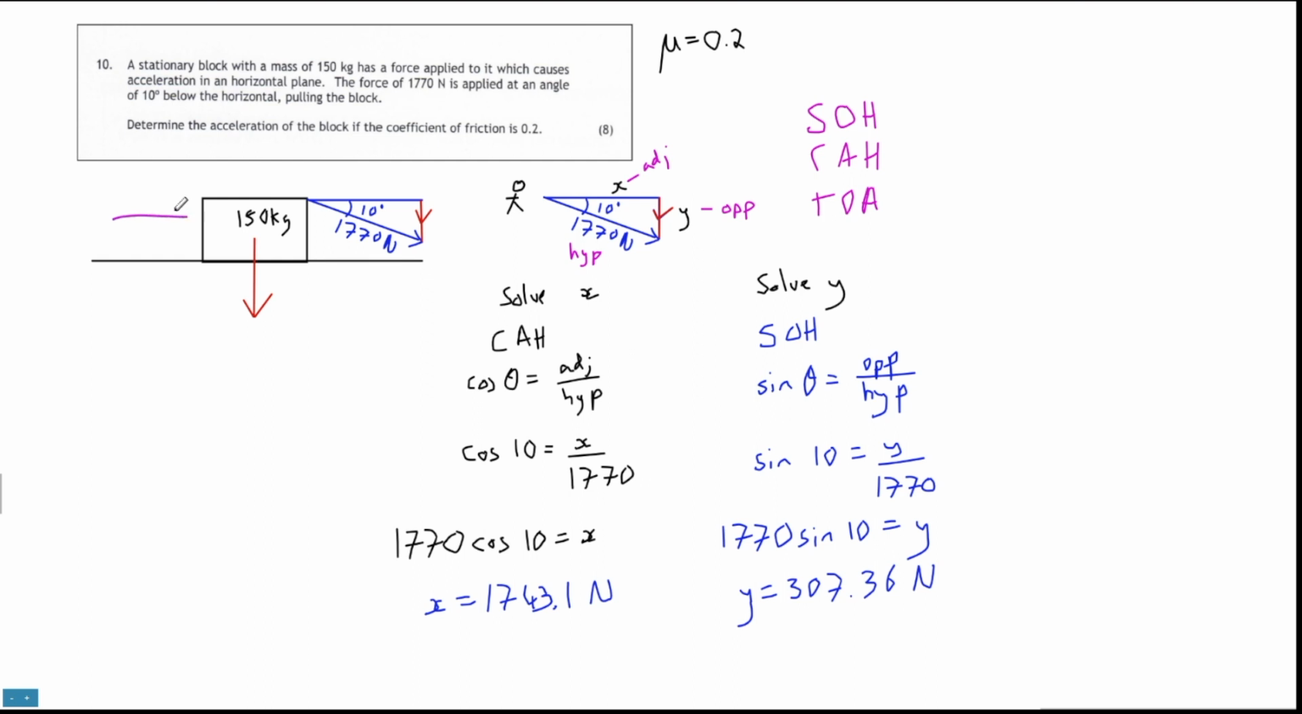So I could draw that on my picture right now as 1743.1 newtons. We're pushing it that way. Really, pulling it, pushing it, doesn't make any difference. Now let's solve for friction. All right, so let's get a friction formula.